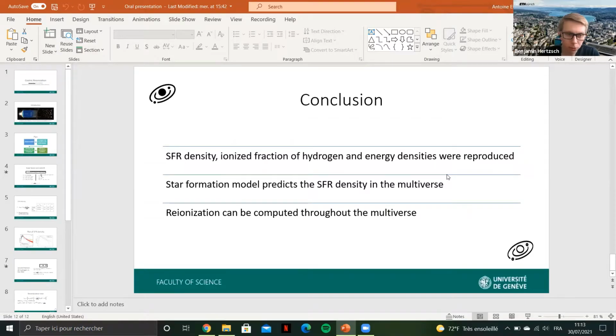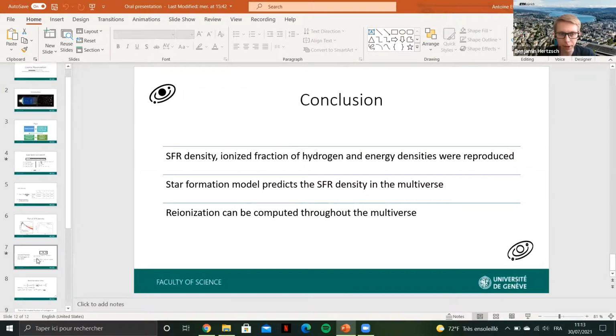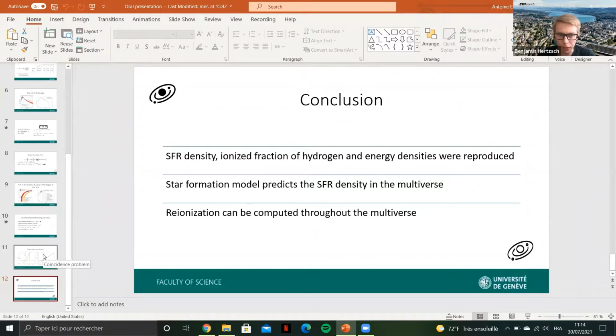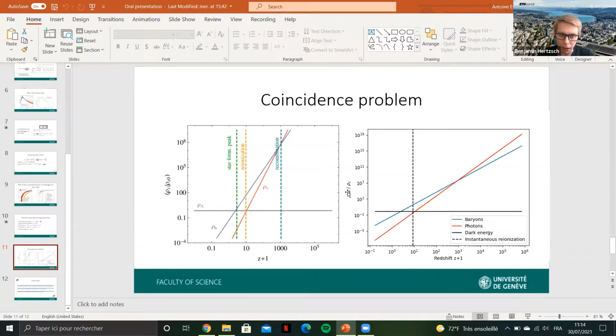On the conclusion slide, the second and the third point, I didn't fully understand the plot that you showed on the previous slide that showed the coincidence of reionization, star formation peak, etc., with the different equality redshifts. To what extent has this now been done throughout the multiverse rather than our universe? It hasn't been done yet, but it's the next step of the project. Okay.